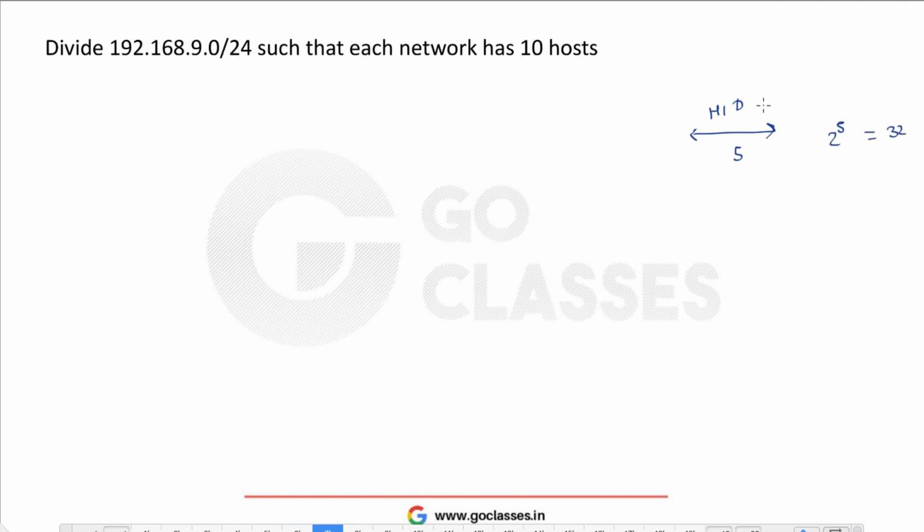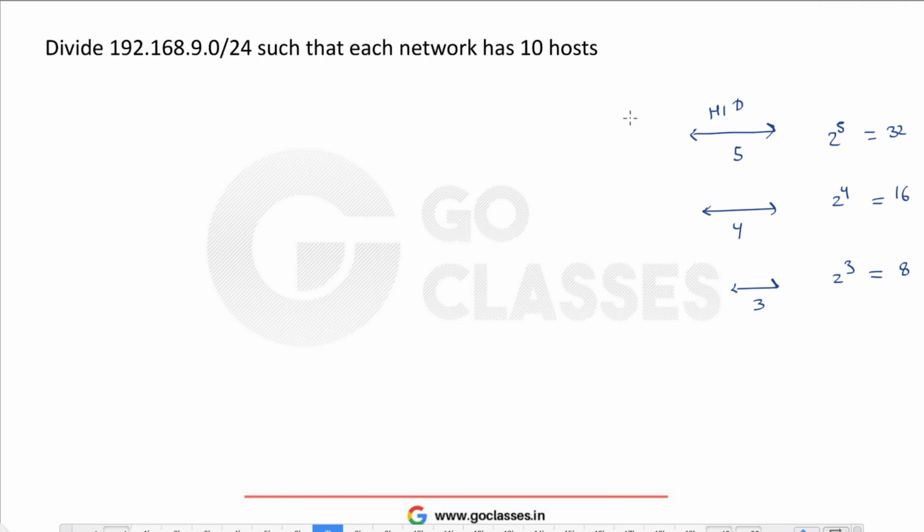So basically you cannot have exactly 10 hosts. If 5 is the host ID, then you will have 32 hosts. If 4 is the host ID, you will have 16 hosts. If 3 is the host ID, you will have 8 hosts. Approximately, I mean, minus 2 will be there. So in this case 30, in this case 14, in this case 6 hosts. So you cannot have exactly 10 hosts.